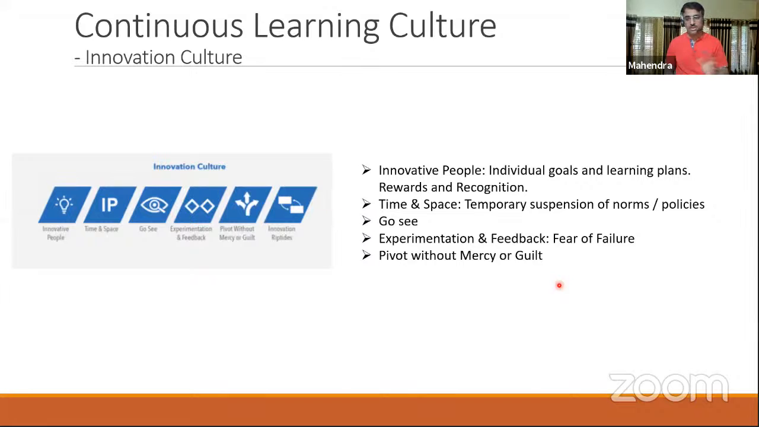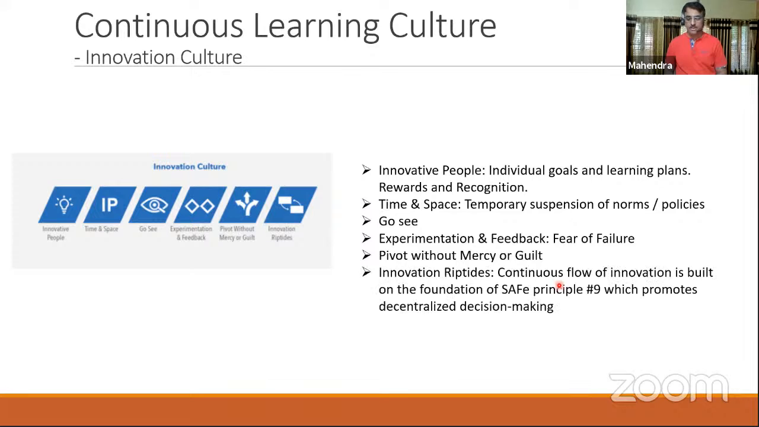So you pivot. You drop that idea and just move on. So pivot without mercy or guilt. And that is innovation riptides.